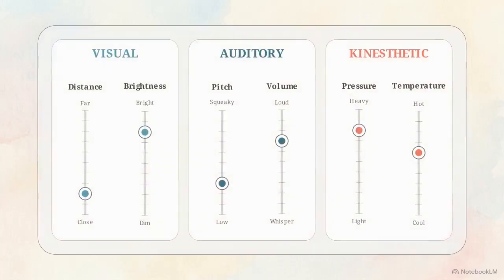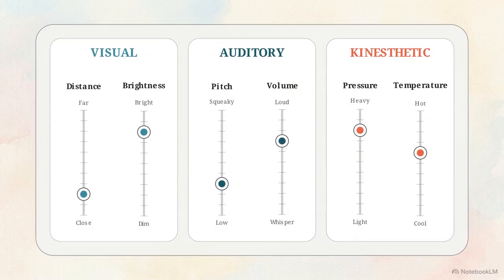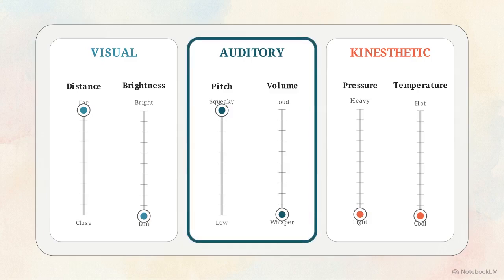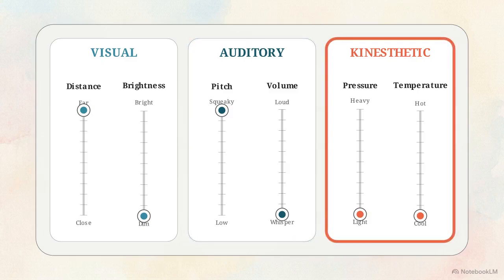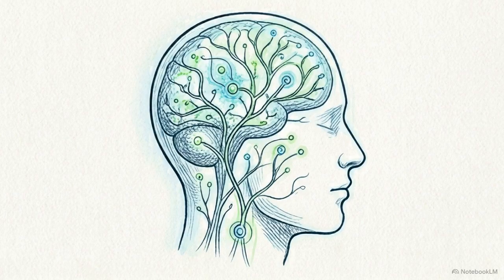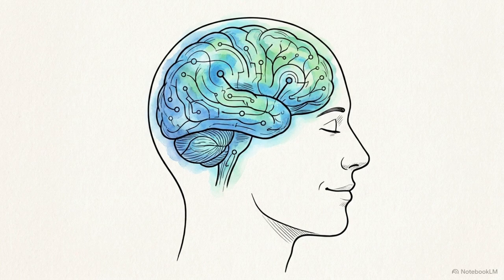Let's commit these changes. Lock in all new settings simultaneously. The image is distant and dim, the sound is squeaky, and the physical feeling is light and cool. By aligning all three sensory channels into this newly engineered state, you are manually changing the internal meaning that the mind assigns to that specific experience.